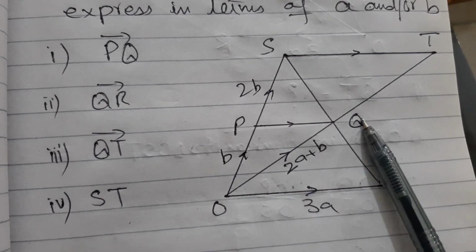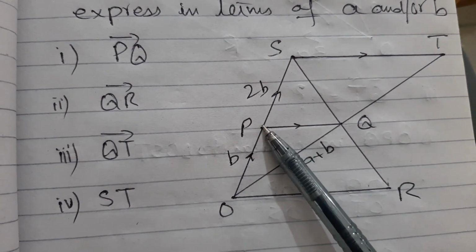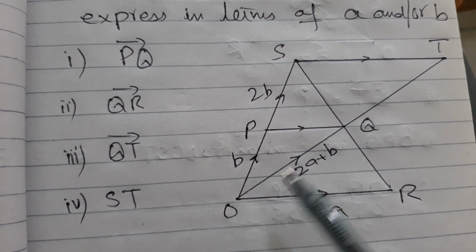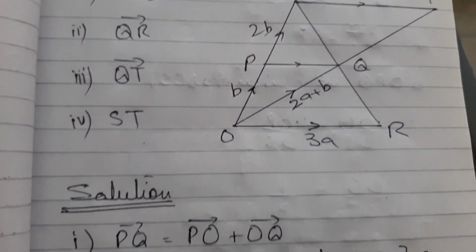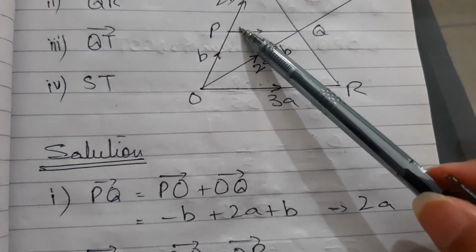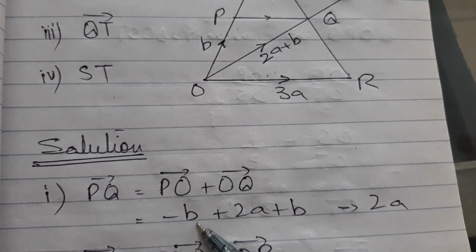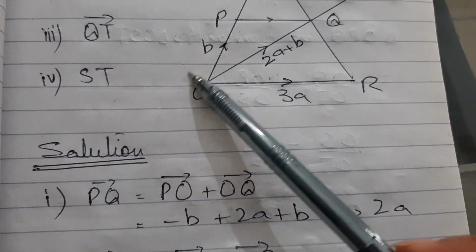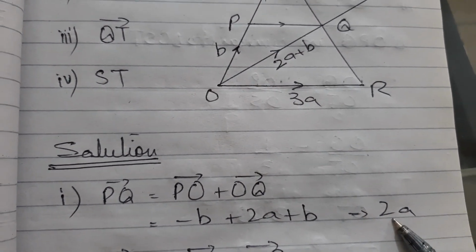So vector PQ is equal to PO plus OQ, right? So to find out PQ, I'm simply doing PO plus OQ. Because it is in the opposite direction, I'm writing minus B. And OQ is 2A plus B, so I got 2A.